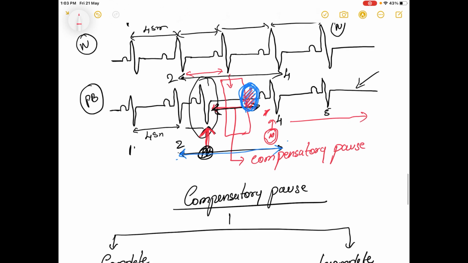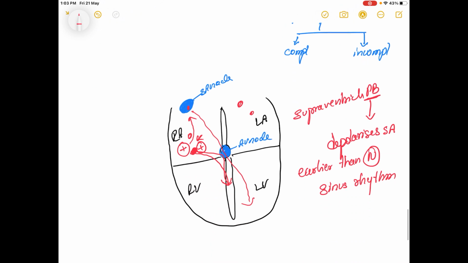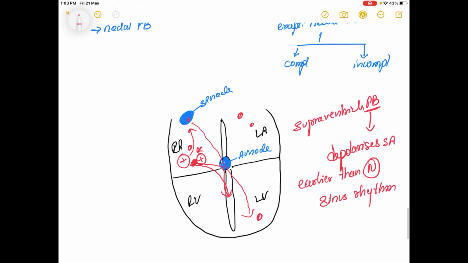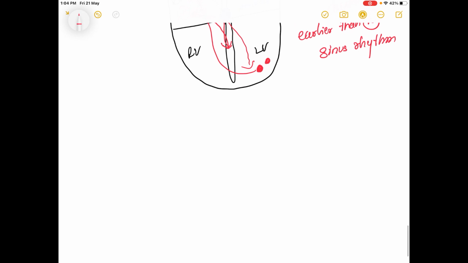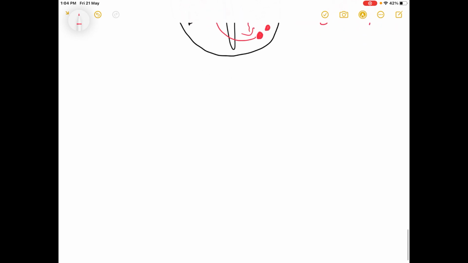Whereas in ventricular premature beats, this focus doesn't go all the way and trigger the SA node, so there would have been a normal sinus beat given by the SA node. So there is complete compensation in ventricular premature beats, whereas there is incomplete compensation in supraventricular premature beats. Now let's study each type of premature beat.